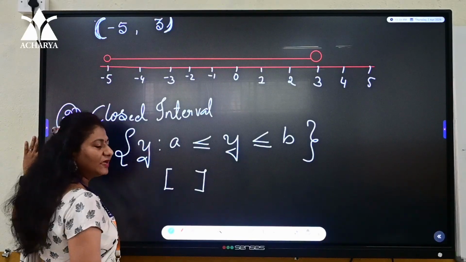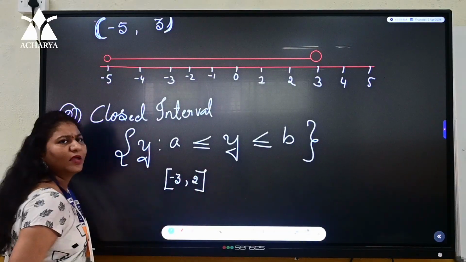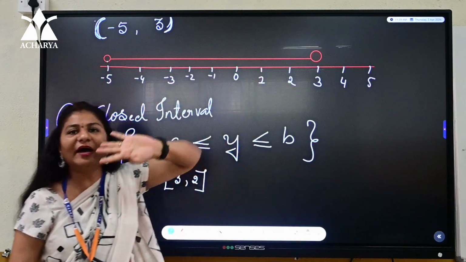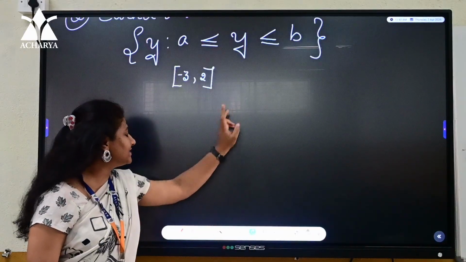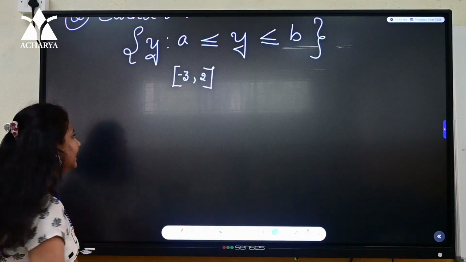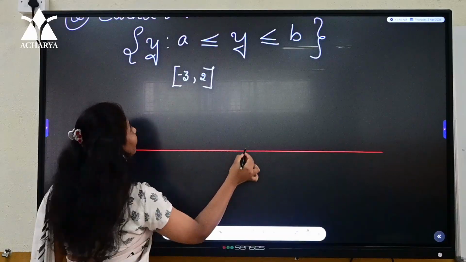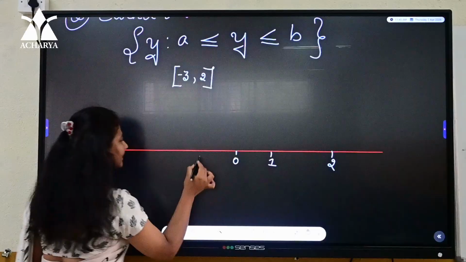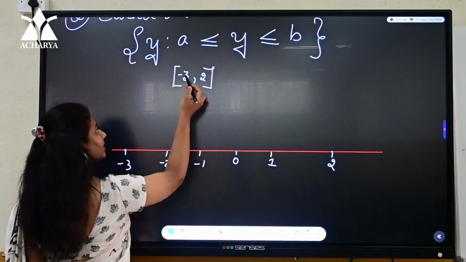You can take any kind of number. Suppose I take minus 3 to plus 2. So it should be a closed interval. What you have to do is shade the parts where you have to locate the interval on the given line. So for example, let us take a simple line diagram. So what does it say here? That is from the elements 0, 1 and 2, and here it is minus 1, minus 2 and minus 3. So where is it closed?